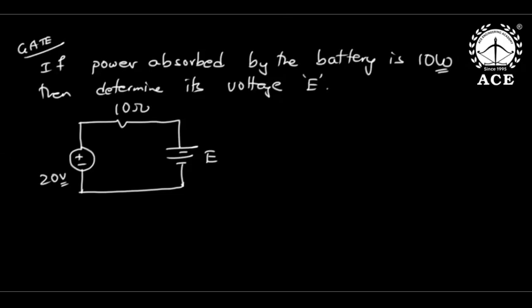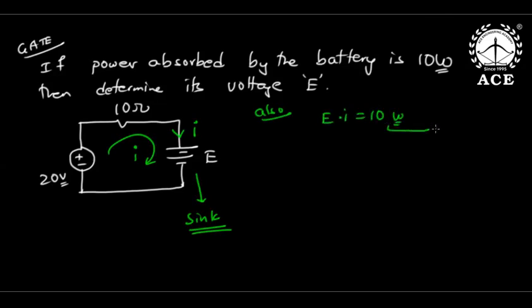Now see this. Power absorbed by the battery means this has to be a sink. If this has to be a sink, current should enter the positive terminal of the battery. It is a sink getting charged, so the mesh current here will be clockwise. Also, E into I is 10 watts, because power absorbed by the battery is 10 watts.